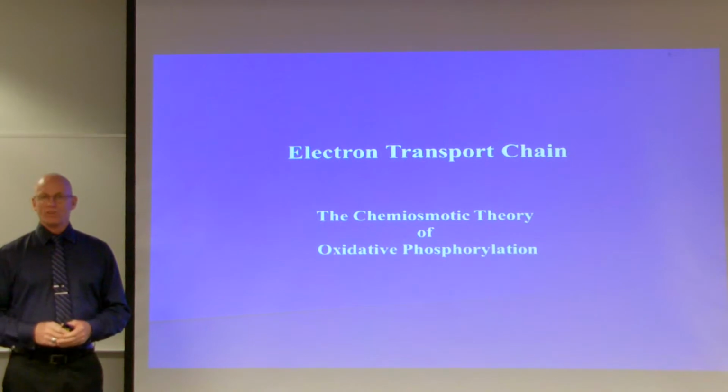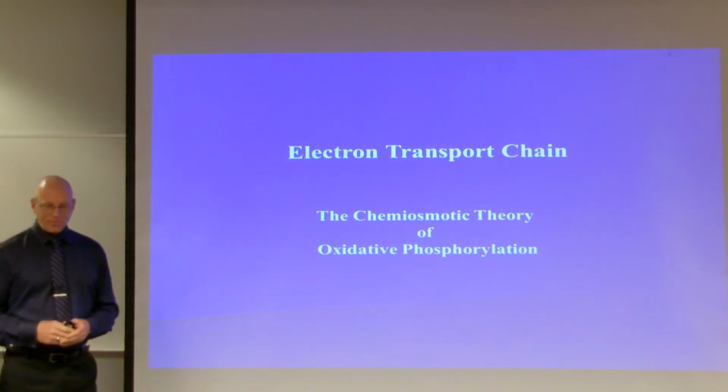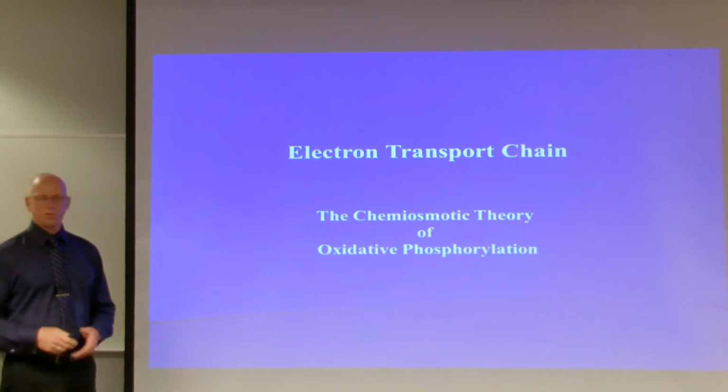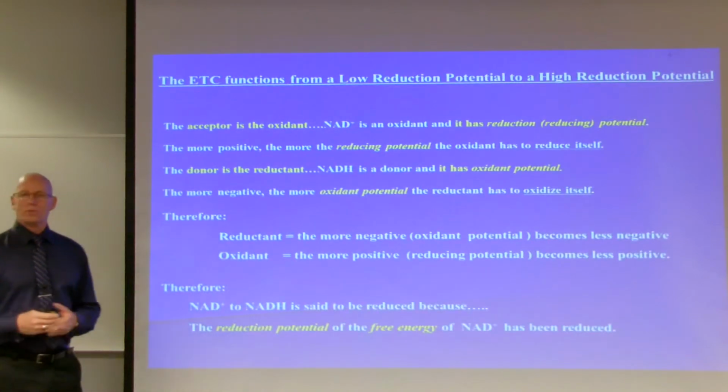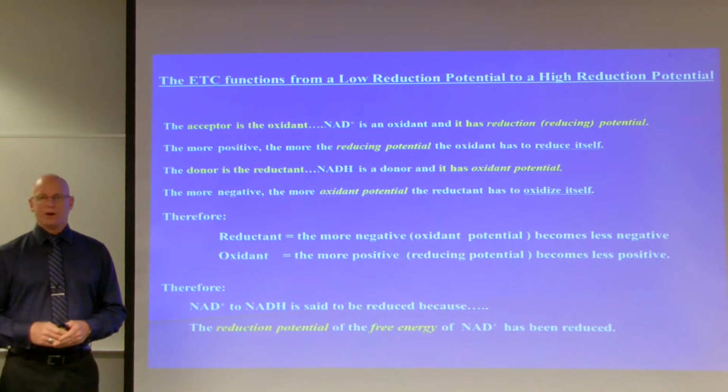The electron transport chain, the chemiosmotic theory of oxidative phosphorylation. As I go through this process to yield adenosine triphosphates, I'll identify each one of these terms and what that really means. But first, the premise of the electron transport chain is that the electron transport chain functions from a low reduction potential to a high reduction potential.